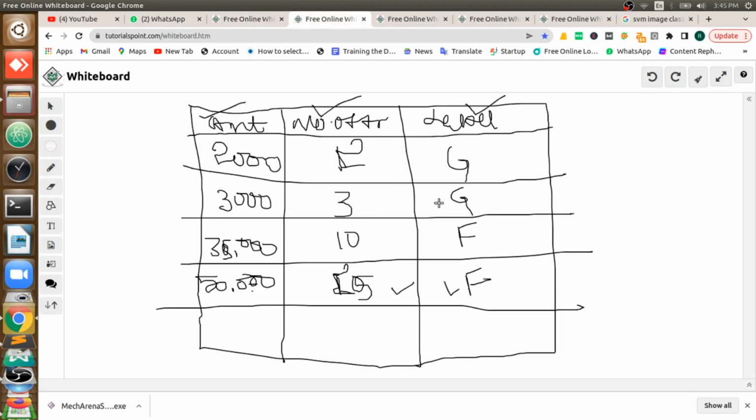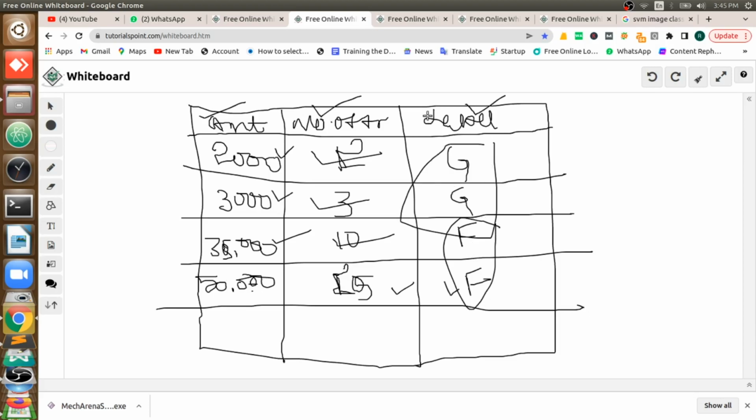Now we'll take one data set, credit card fraud detection. From that data set, I will take only two features: the amount of transaction and the number of transactions per day. So an amount of 2000 happened with 2 transactions per day, 3000 with 3 transactions per day, 35,000 with 10 transactions per day, 50,000 and 25 transactions per day. These two are good, and these two are fraud.